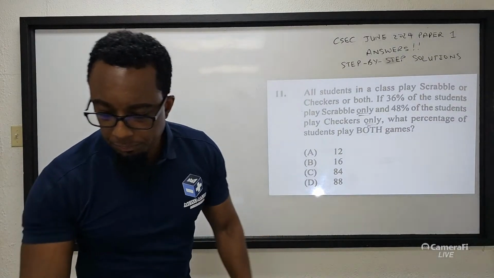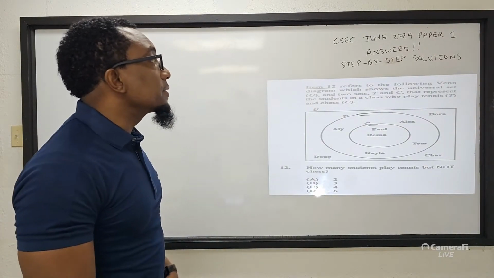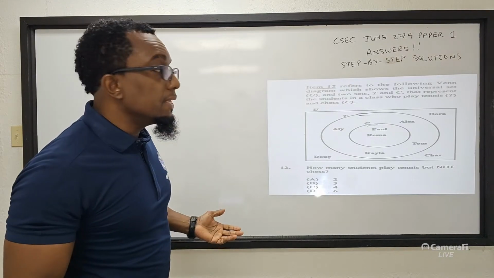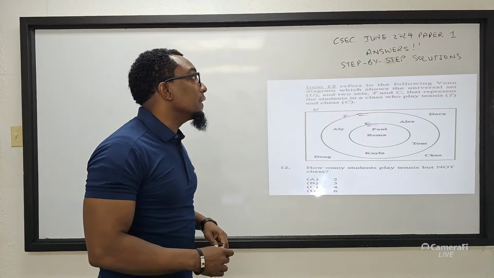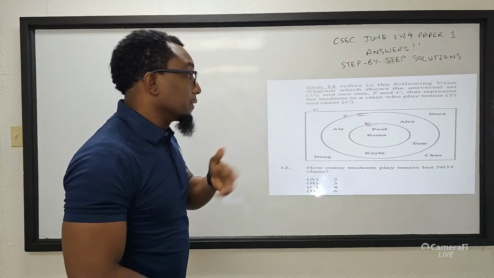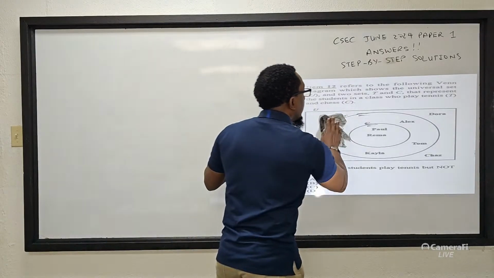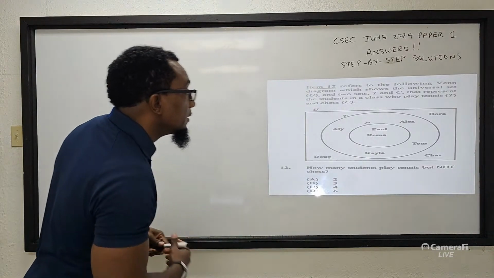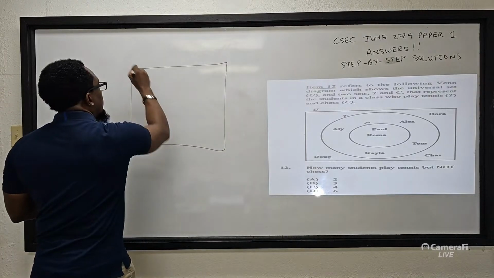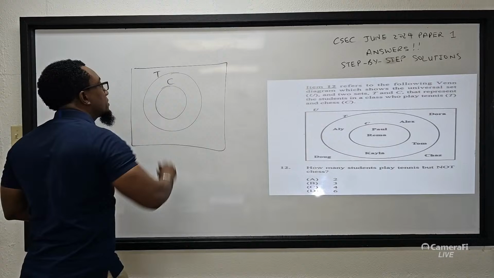Question 12. Item 12 refers to the following Venn diagram, which shows the universal set U and two sets T and C that represent the students in a class who play tennis and chess. How many students play tennis but not chess? That simply represents students who play tennis only. So let's quickly draw the Venn diagram. This is chess, this is tennis.